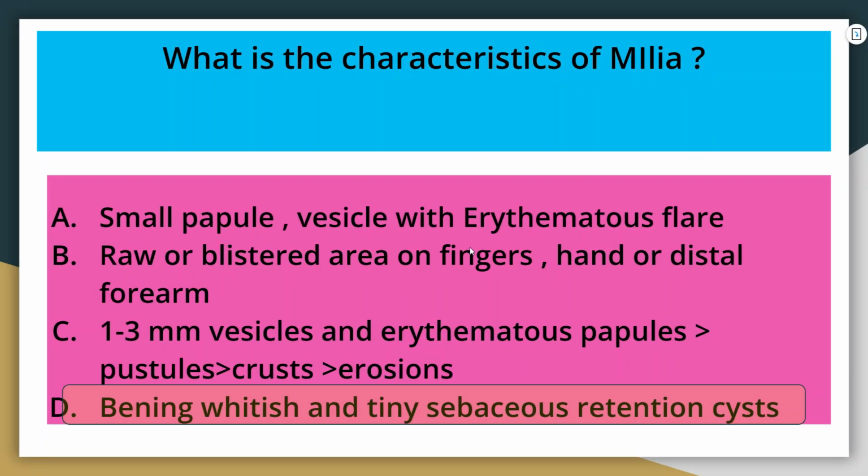So option A is erythema toxicum neonatorum. Raw blistered area only on the hand is a sucking blister. The third one is neonatal varicella. And the fourth one, benign whitish tiny sebaceous retention cyst, is characteristic of milia. So option D is the correct answer.